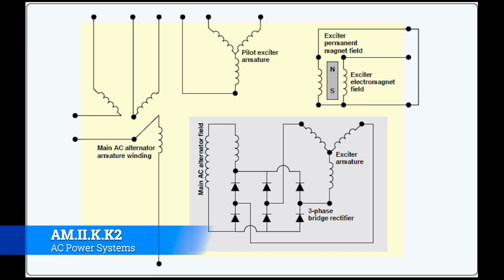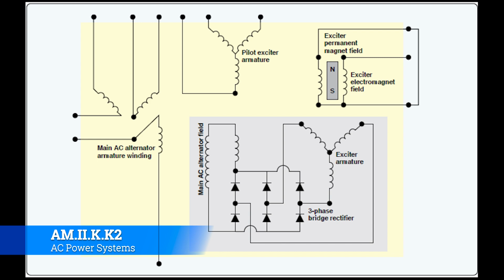Okay, so how does this actually work? Now you can look at this graphic and you can see that there are actually three generators. There's the exciter generator, the pilot exciter generator, and the main AC generator. That's the typical armature winding and field windings. And the need for brushes is eliminated by using a combination of these three distinct systems.